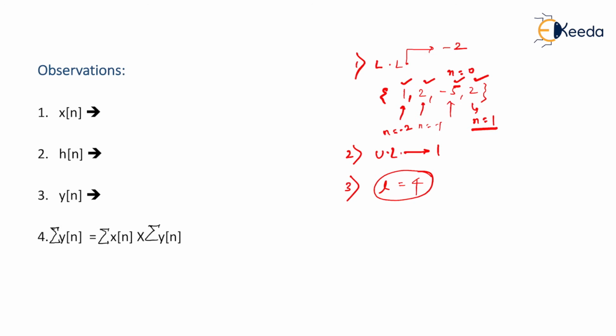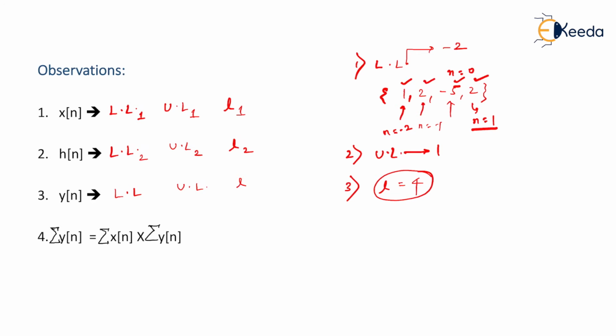So for x of n, the lower limit will be lower limit 1, the upper limit will be upper limit 1, and let us assume the length of the sequence is L1. Very simple. Similarly, for h of n, it will have lower limit 2, upper limit 2, and L2. And finally, for y of n, we'll see its lower limit, upper limit, and length of sequence.